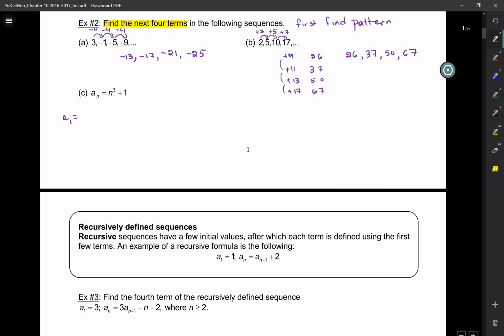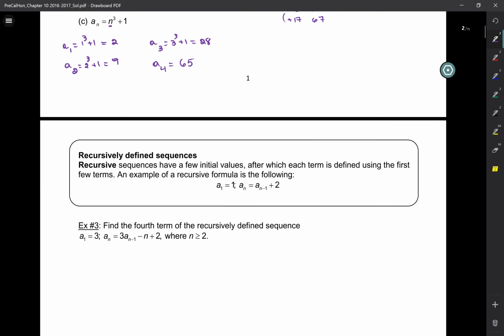This will be, since n is 1, you put 1 in here. 1 cubed plus 1 is 2. A2, 2 cubed plus 1 is 9. A3, 3 cubed plus 1. And if we follow the same thing, then it's 4 cubed plus 1, and it looks like that would be 65. Okay? All right, so this is when you can define the sequences using an explicit formula.